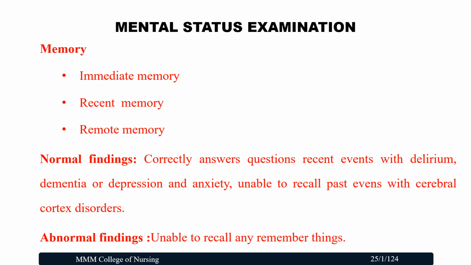Coming to the memory. Memory has three types: immediate memory, recent memory, and remote memory. In immediate memory, tell the patient that you want him to remember the name of an object or a number, for example, cat, cows, sun, watch, Chicago, and ask him immediately to repeat them back.